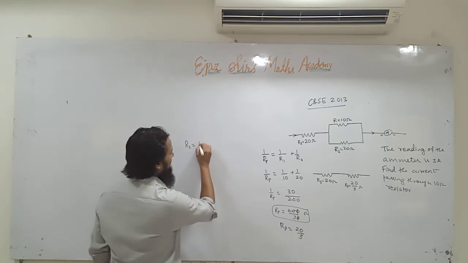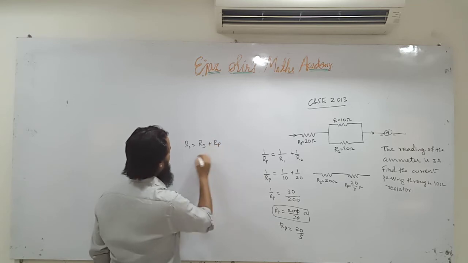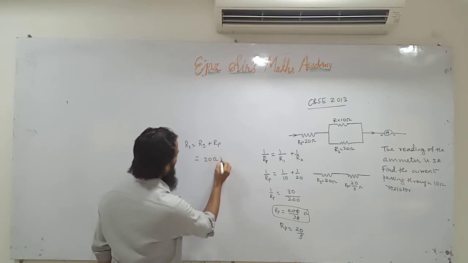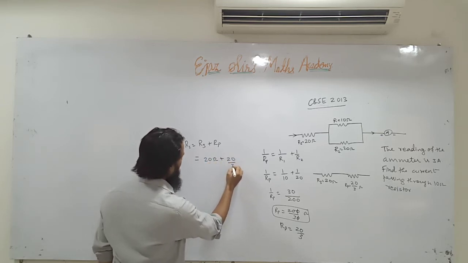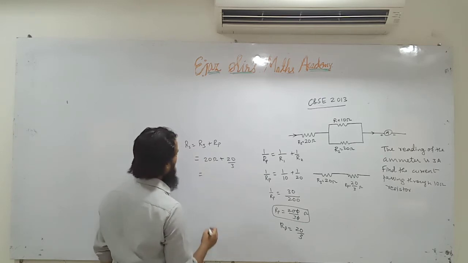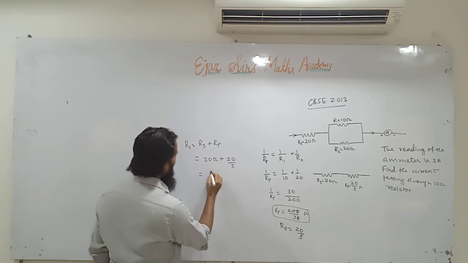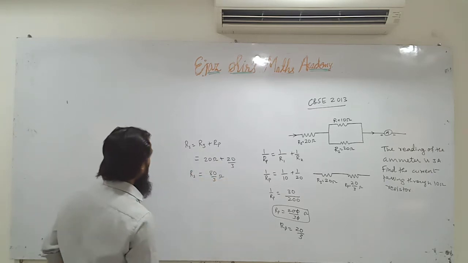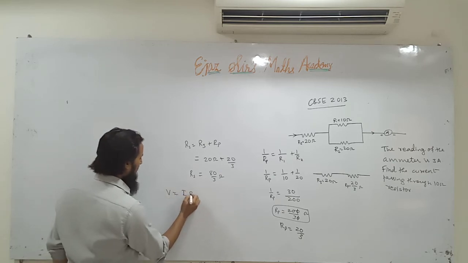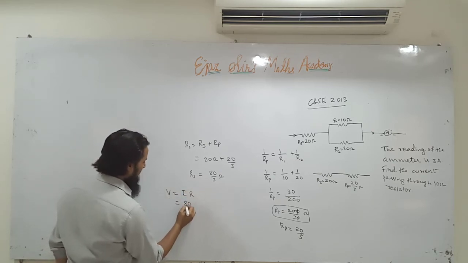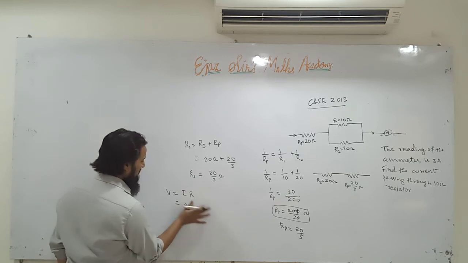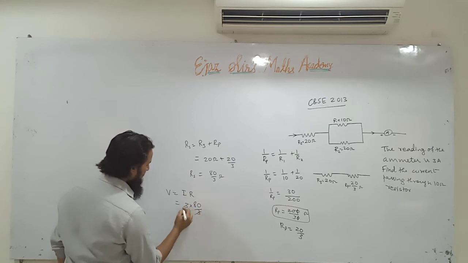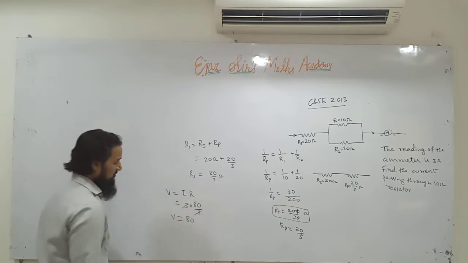Now RS is R3 plus RP. So R3 plus RP will be, how much is R3? 20 ohm plus RP will be 20 by 3. So it becomes 60 plus 20, 80 by 3 ohm. This is the total resistance. And voltage V is equal to IR. So voltage is 80 by 3 into current, 3 amperes, into this 80 by 3. So voltage will be 80. Too large a voltage.